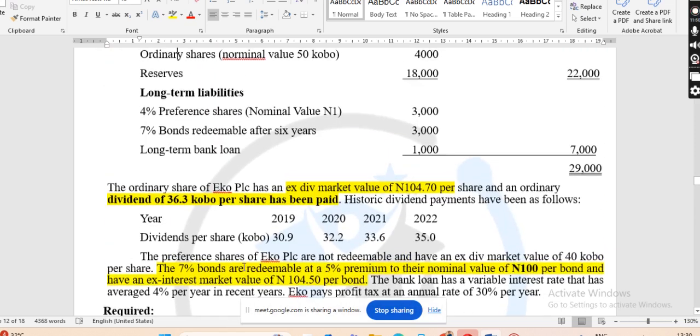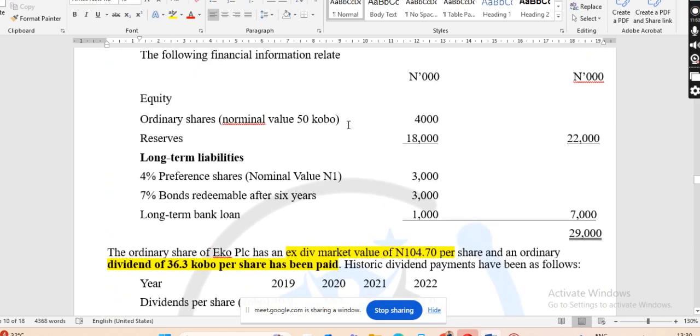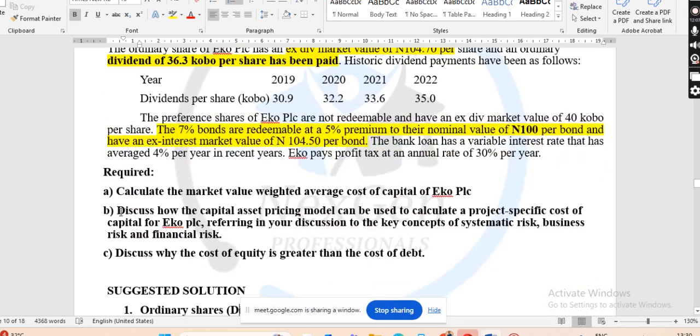We have 4 sources of finance from this question: there is ordinary shares, there is preference shares, there is redeemable bond. The last one is what? Bank loan, long-term bank loan. Don't forget that we cannot determine the market value of bank loan. You can see what they said about the bank loan.